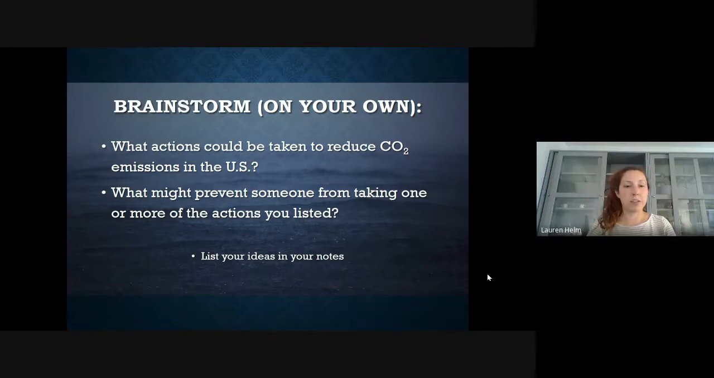Secondly, in the right-hand column, I then want you to think of what would prevent someone from carrying out the actions that you've suggested. What might be a barrier to that action? Again, please pause the video and take a moment to brainstorm those. I'd like you to aim for coming up with 5 actions.